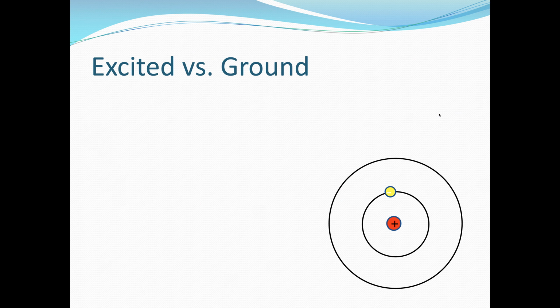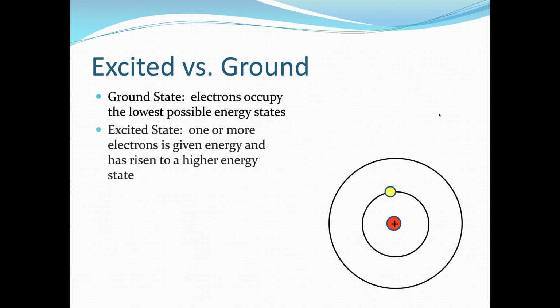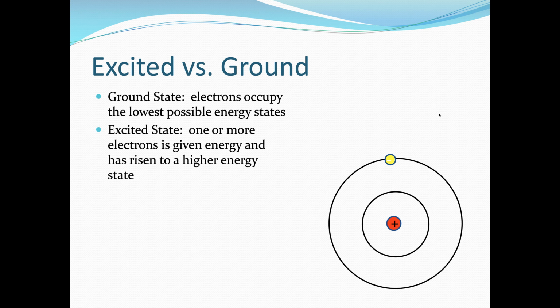All right. Now, excited versus ground. If you recall from a couple of videos ago, the ground state is where electrons occupy the lowest possible energy states. And if you give that electron energy from an outside energy source, the electron will rise to a higher energy level. But then very quickly, the electron will drop back to the ground state, releasing its energy in the form of light. So, how can we tell if an electron is in the ground state or in the excited state, just by looking at its electron configuration?